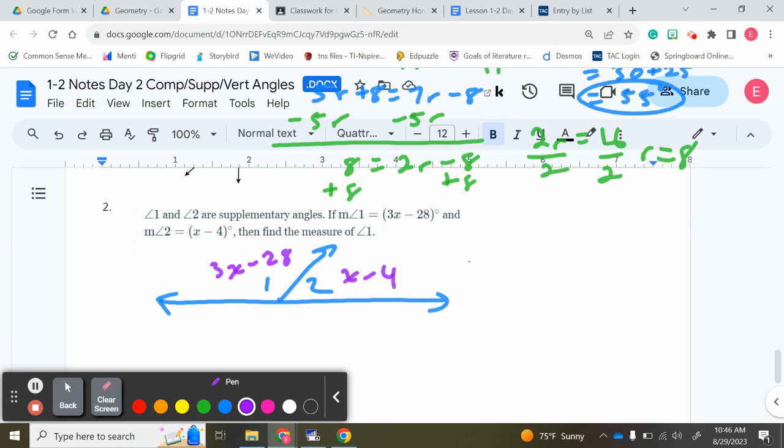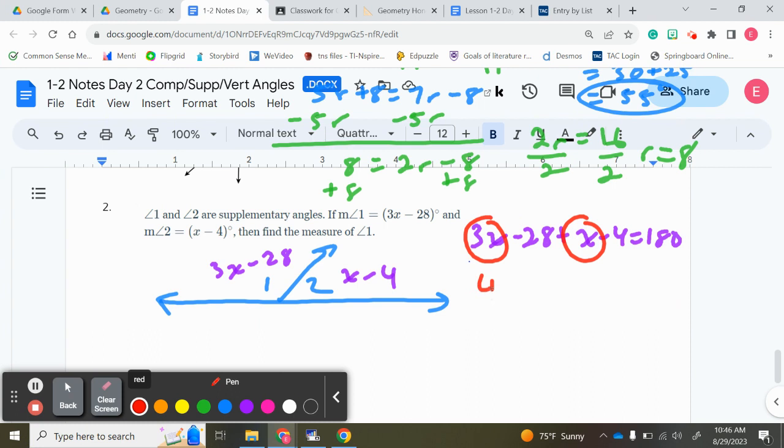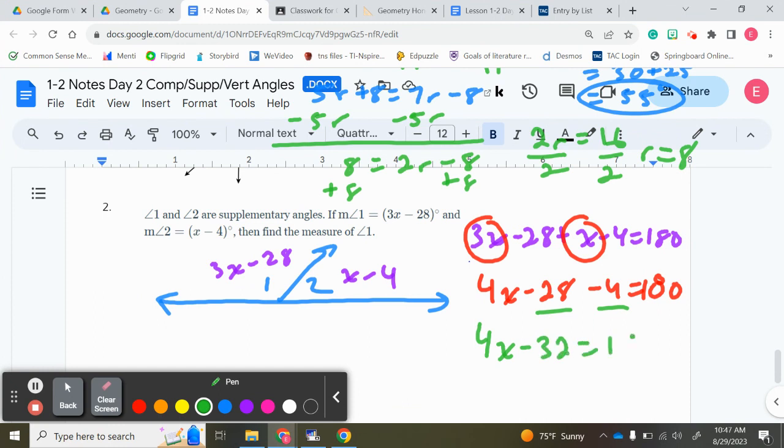Now, adding these two together, they have to equal what? How many degrees? 180. Very good. So this is going to be 3x minus 28 plus x minus 4 equals 180 degrees. This one will require us to combine like terms. So this leaves me with 4x minus 28 minus 4 equals 180. I would combine these two together, leaving us with 4x minus 32 equals 180.